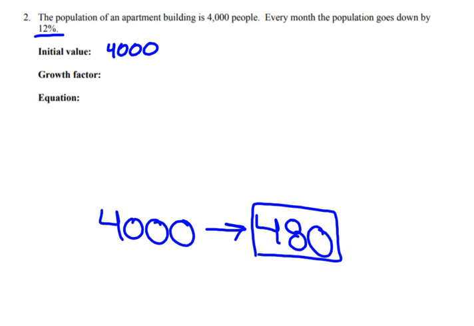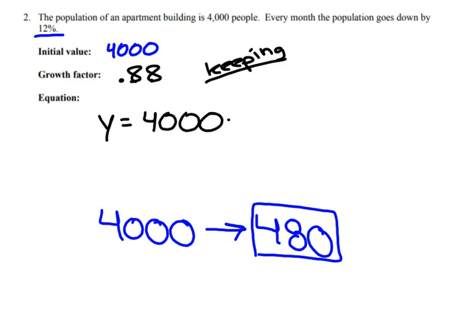So our growth factor is actually going to be 0.88. We are keeping 88%. Right? Look on the bright side. You're keeping 88% of the people in your apartment. So our equation will look like this. Y equals 4,000 times 0.88 to the x. A lot of people sometimes have problems with these decay things where the numbers are going down. But always just think about what you're keeping, always.